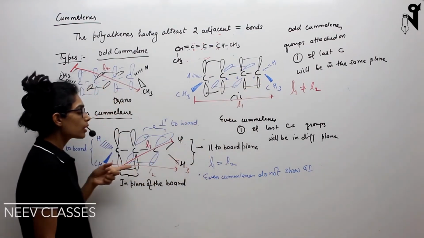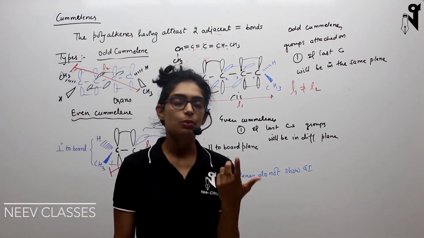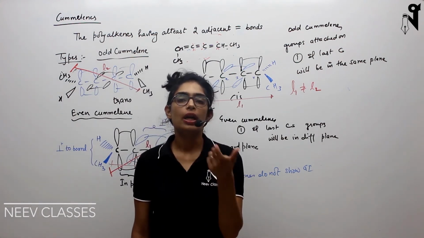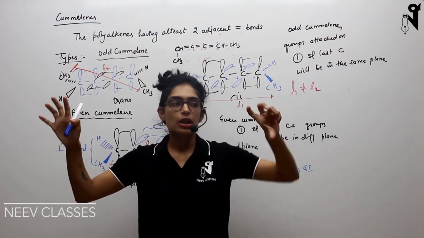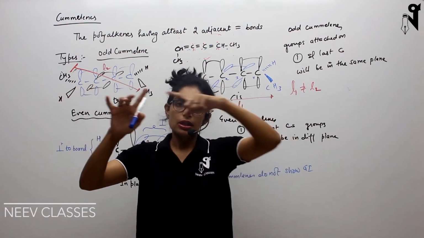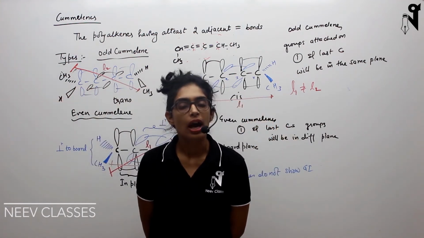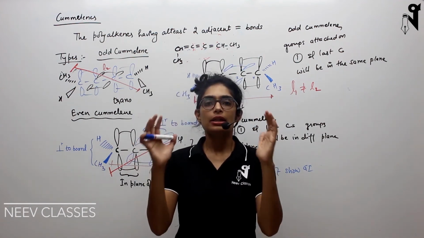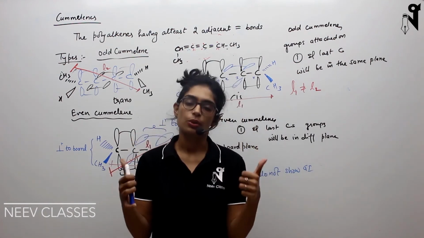But with even cumulenes, even if you change the alignment or arrangement of the same group, L1 and L2 remain the same, because these two are in two different planes, and no matter how you rotate the carbon, the distance from the earlier CH3 remains the same, and it will not show GI. So you don't have to think much while marking the answer. Just look at what cumulene it is, even or odd. If it is even, no GI. If it is odd, it will show GI.